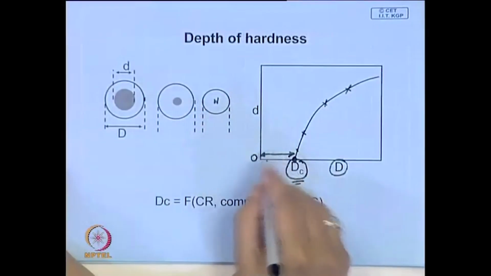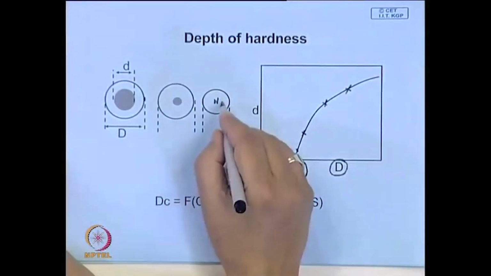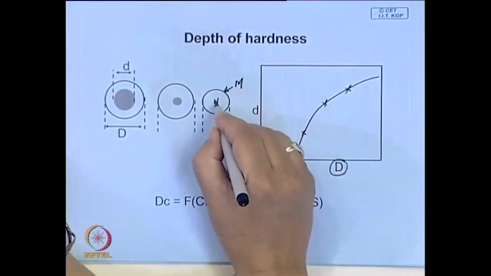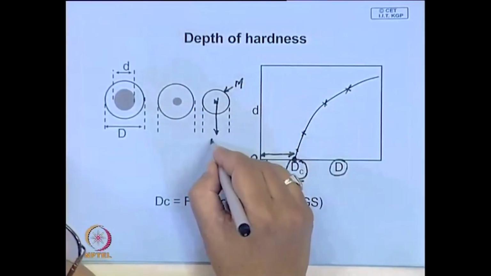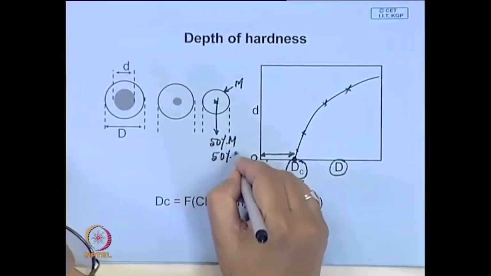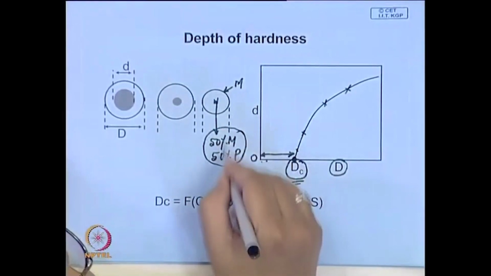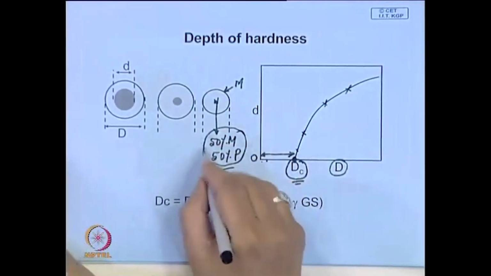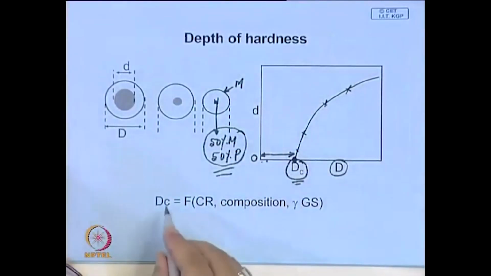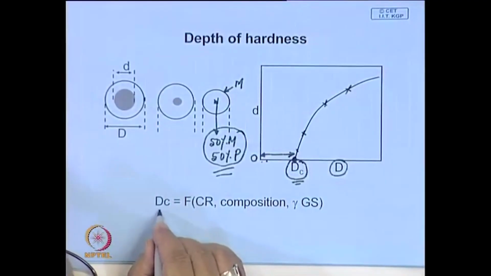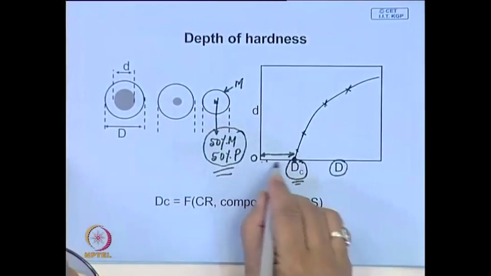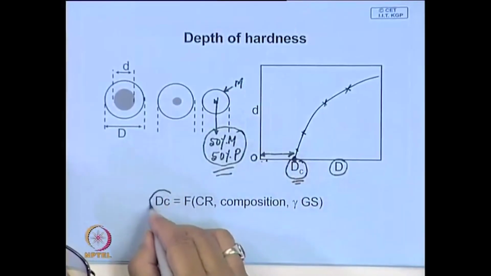So, that means in this particular diameter you will have the surface fully martensite, 100% martensite, and in the center you will have 50% martensite, 50% pearlite, and for all practical purposes one takes this as the fully hardened structure. And now, obviously, the question that comes up is what are the factors that determine this diameter, this critical diameter.